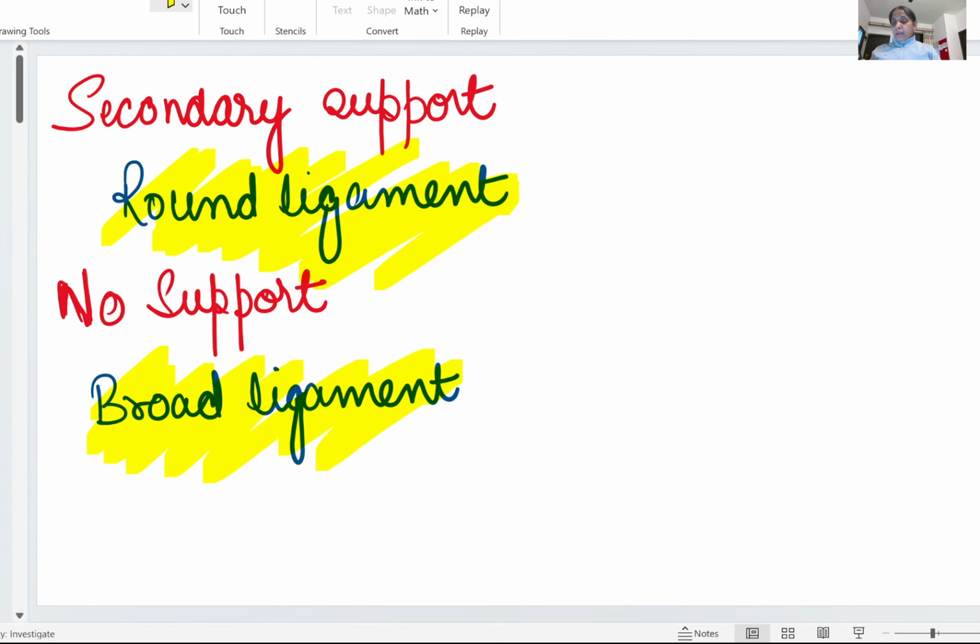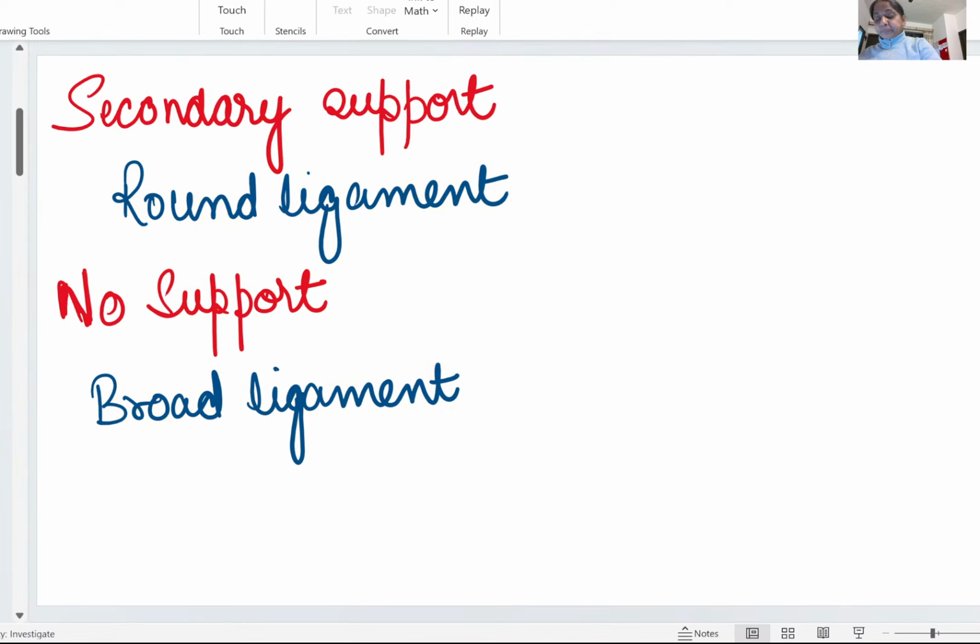Now what is the secondary support, beta? Secondary support, not the main support, is the round ligament. And the ligament which gives no support is the broad ligament.